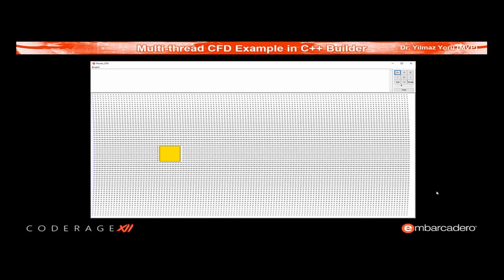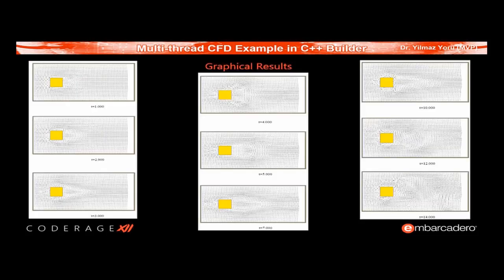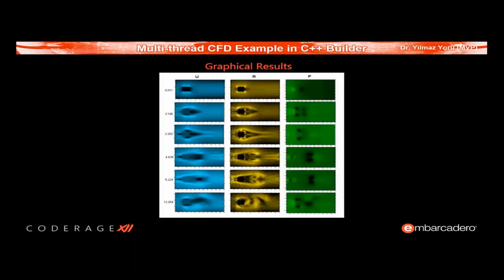As a result, after calculations, we obtained different views of those fluids' behavior in different time periods. At the end, you can see vortexes and vector changes on the form, and we also obtain graphical results in color modes for the U, R, and P parameters.